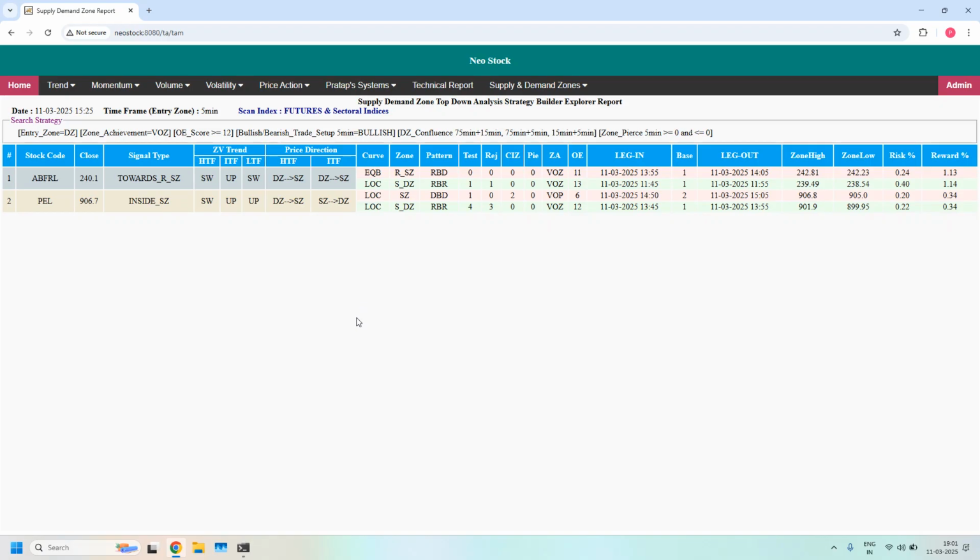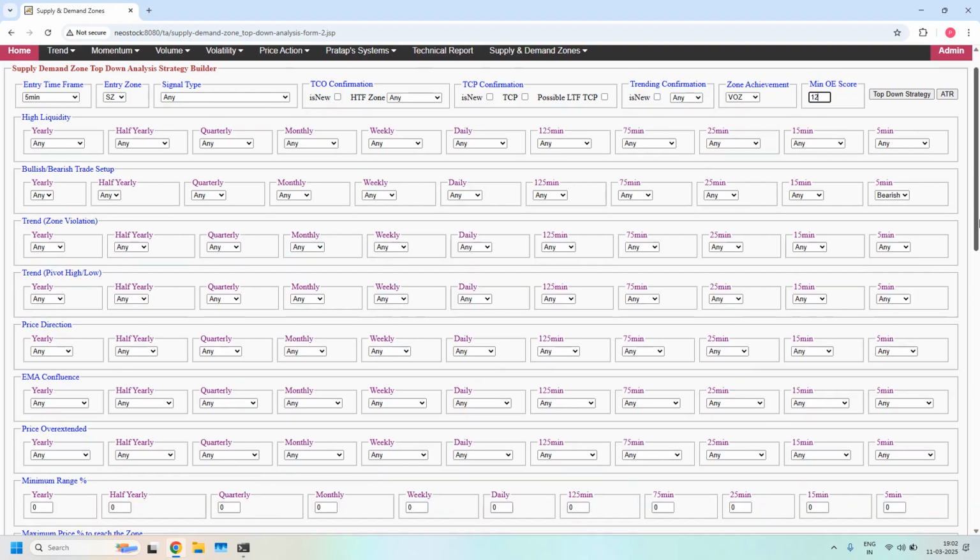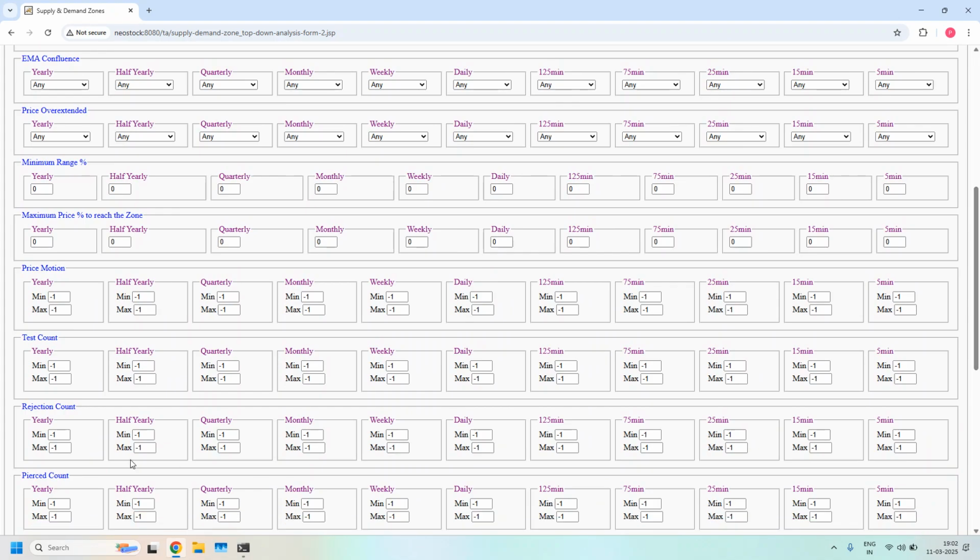Next, bearish trade setup for hourly income trade. Entry time frame is 5 minutes. Entry zone is supply zone. In bullish or bearish trade setup at 5 minutes, I am selecting bearish. And zone achievement violated opposing zone. Minimum odd enhancer score should be 12. And 5 minutes supply zone should not be pierced. So in the pierced column at 5 minutes time frame, I am selecting minimum value 0, maximum value 0.